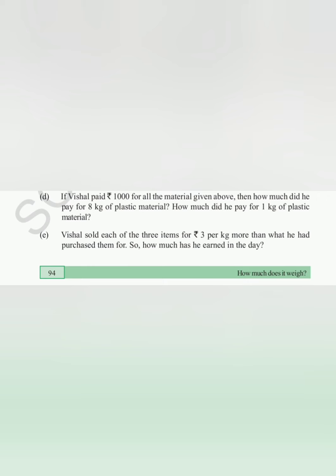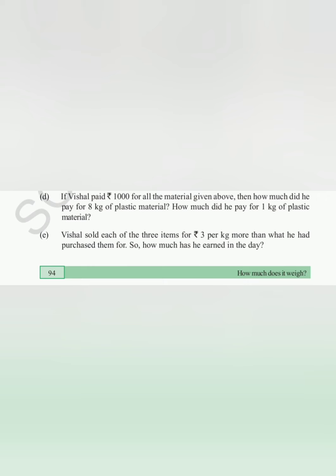If Vishal paid rupees 1000 for all the material given above, then how much did he pay for 8 kg of plastic material? Okay, total 3 materials cost is given as 1000 rupees and he is asking what is the cost of 8 kg of plastic material, and along with that one more question he is asking how much did he pay for 1 kg of plastic material. So for the purpose what should we do?